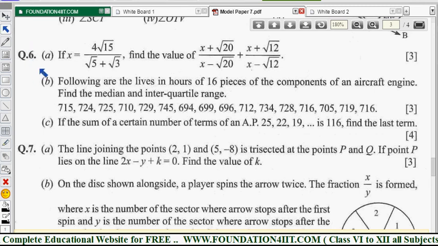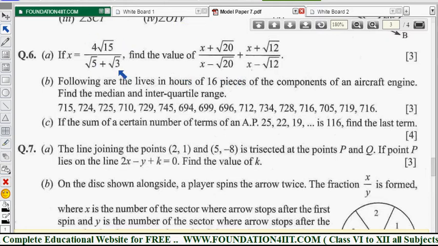So from this paper, let us see question number 6 now. First one is, if x is equal to 4 root 15 by root 5 plus root 3, then find the value of x plus root 20 by x minus root 20 plus x plus root 12 by x minus root 12. You need to find this out. So we should use componendo and dividendo rule. We will solve this.